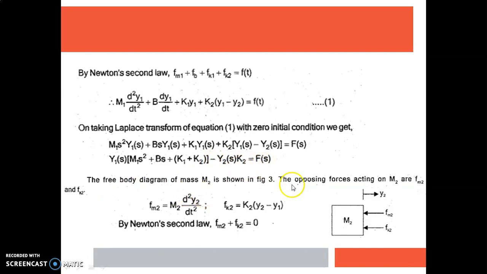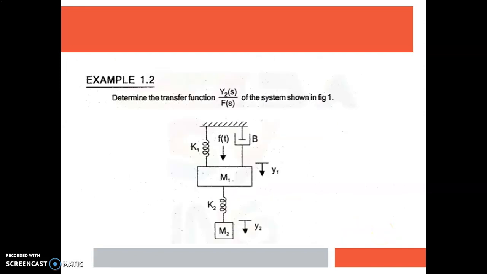So we got an equation. We are going to find the output y2 of s divided by f of s. In order to find that, we have to write y1 of s also in terms of y2 of s. Then only we can find y2 of s divided by f of s. So for that, we are considering the second node. Consider the second node and draw the free body diagram.